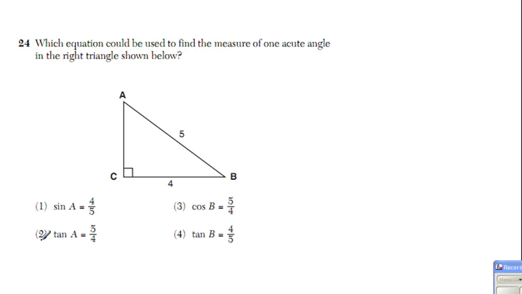Alright, number 24. So let's try to start from one at a time. Sine of angle A, which is 4 over 5. Sine of angle A. Is that 4 over 5? Yes, because 4 is the opposite, 5 is the hypotenuse.